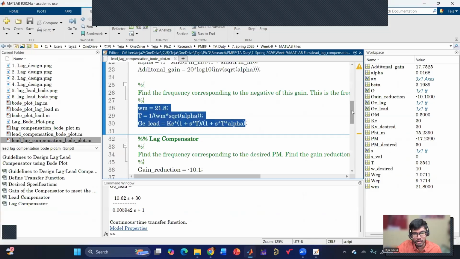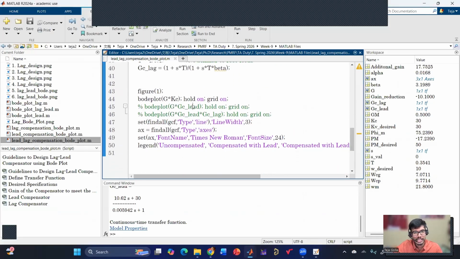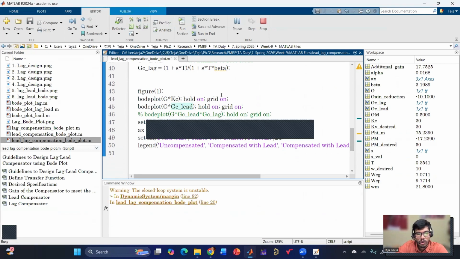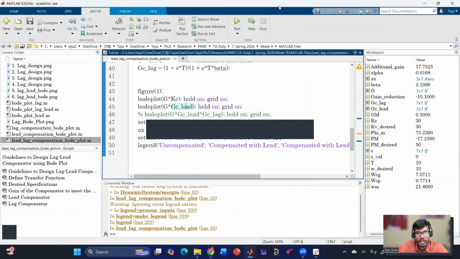I have the command over here where G into GC lead will be drawn, Bode plot of both, and then we can get the Bode plot. So same issue. Let me stop sharing, run the Bode plot, and then start sharing again.